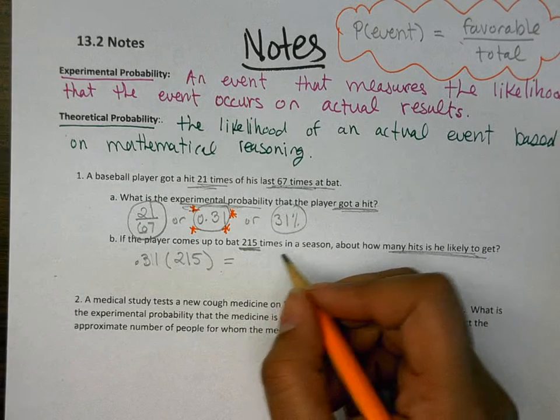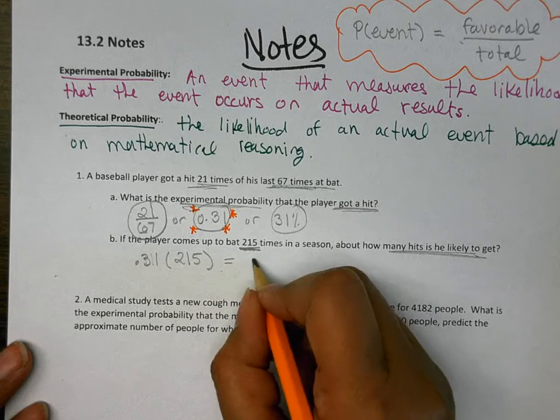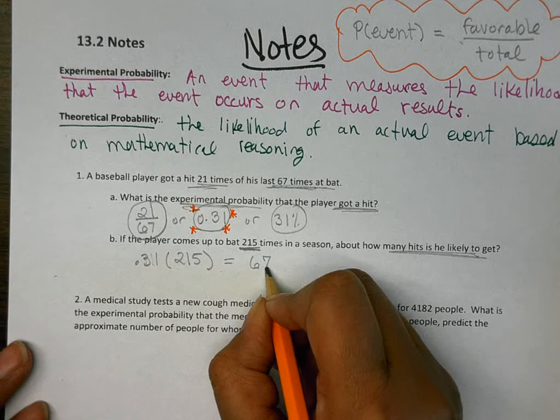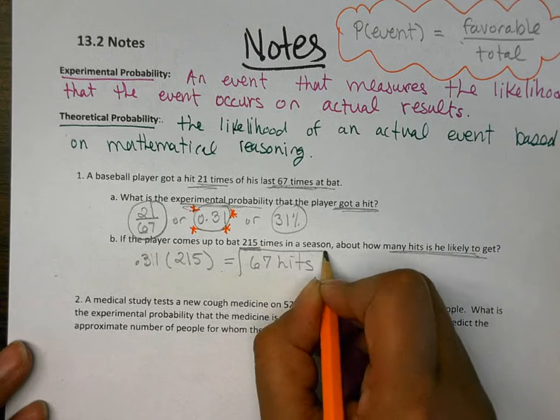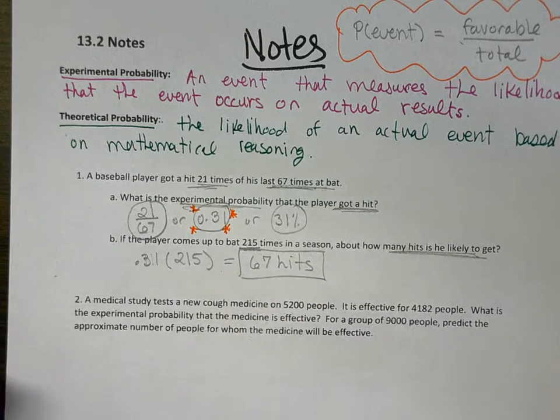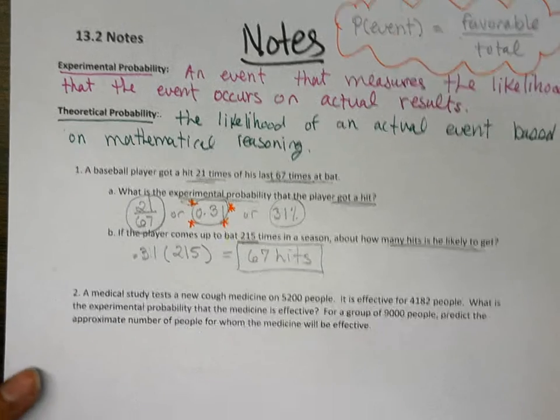66.6. Okay, so let's make a whole number for hits. Approximately how many hits? 67? All right, nearest whole number, that's 67. Do we agree? Please leave them alone. All right, questions. All right, next one.